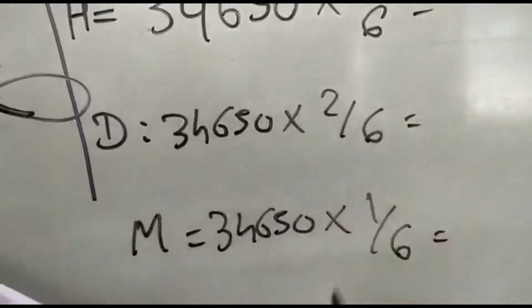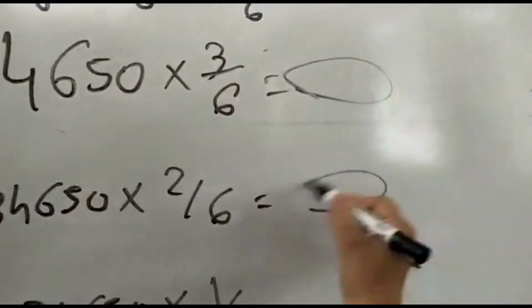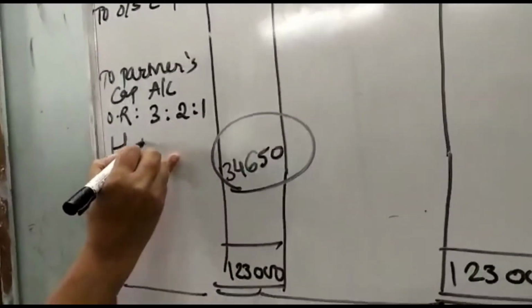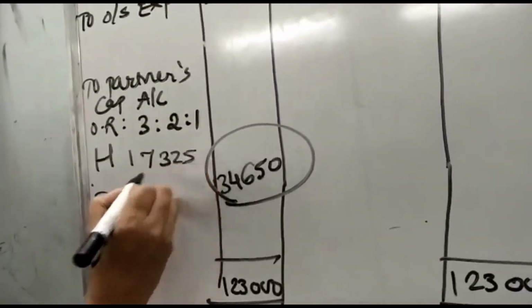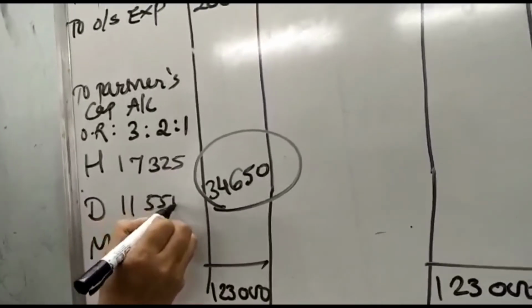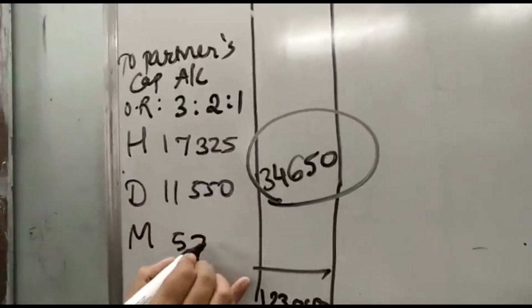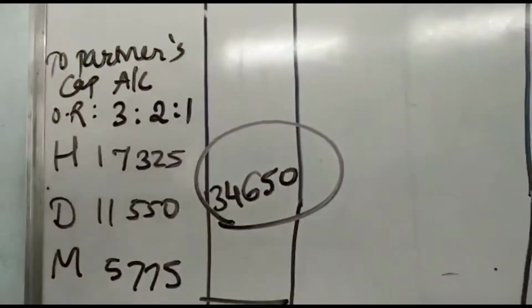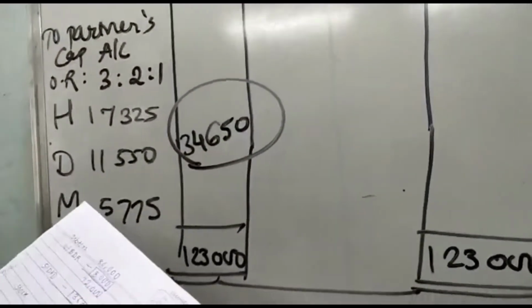When you find it out at your home, these answers I'm going to write over here. It would be 17,325, 11,550, 5775. So by doing so, I have completed the revaluation account. I hope you have understood this.